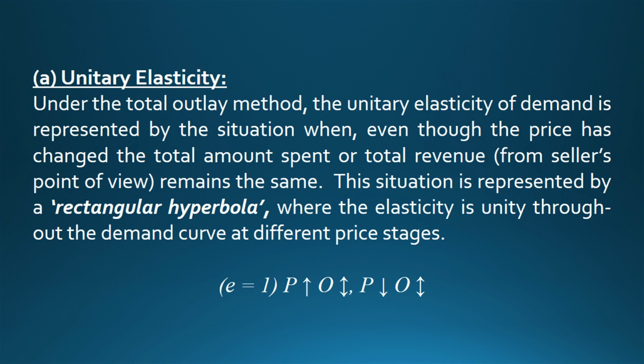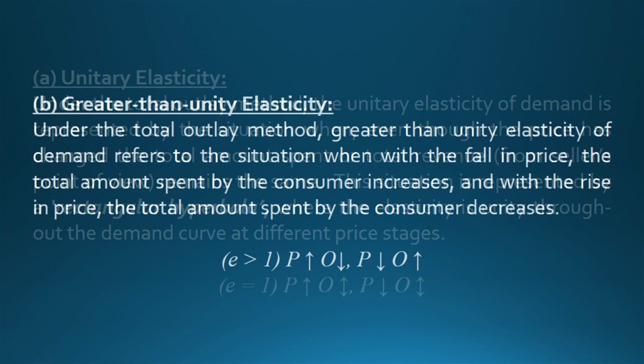A. Unitary elasticity. Under the total outlay method, the unitary elasticity of demand is represented by the situation when, even though the price has changed, the total amount spent, or total revenue from the seller's point of view, remains the same. This situation is represented by a rectangular hyperbola, where the elasticity is unity throughout the demand curve at different price stages. E equals unity, P up, O unchanged. P down, O unchanged.